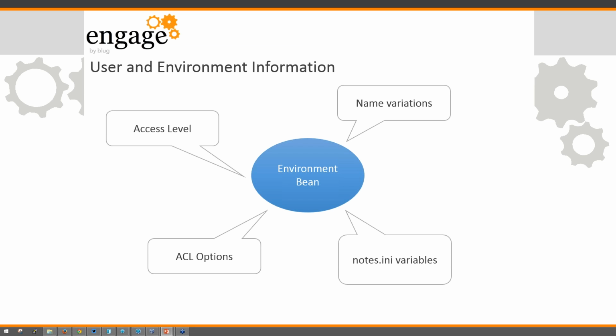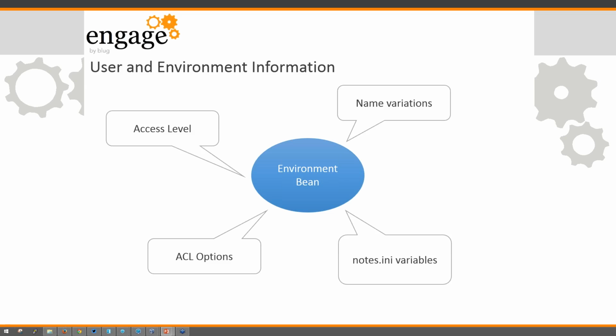You have to store, read and display the user's name every time on almost every page, and you have to store it in every document when using readers and author fields and stuff. So you need name variations, the long and the short ones. Second is reading the access level from the ACL, the access control list.